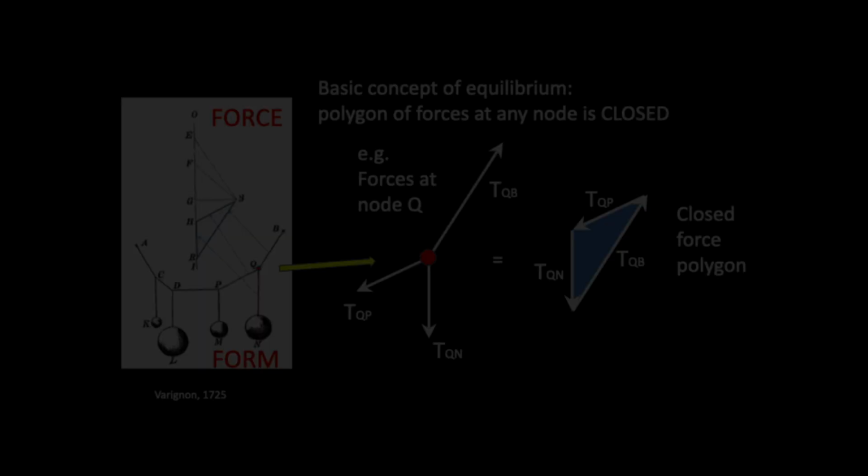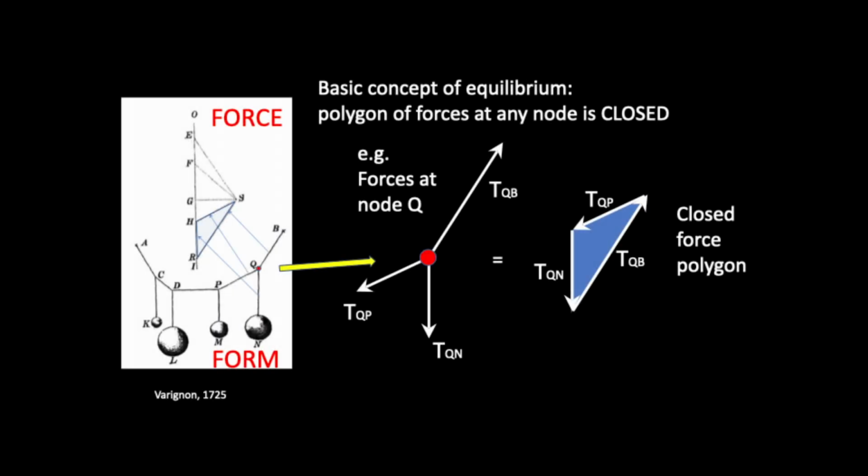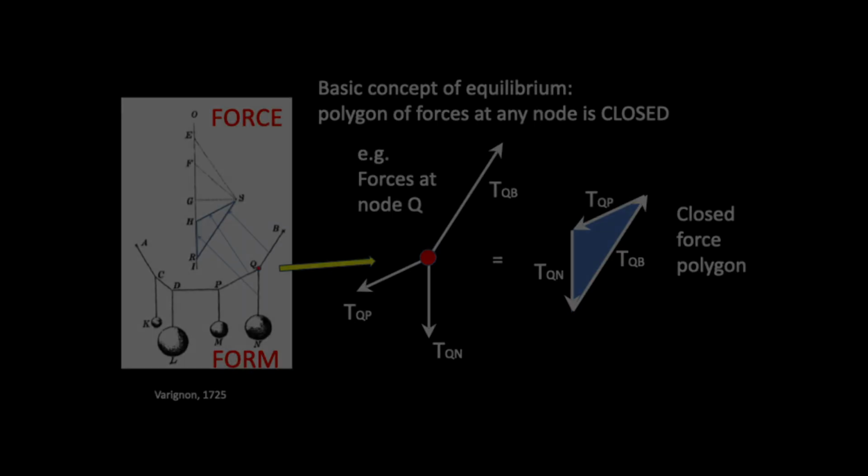So just to remind you, Bill's almost said it, there's Varignon 1725. Look at that node Q there. It's in equilibrium. We take those three forces, and you know this from school. If you did science, you can arrange those three vectors, and they form a closed triangle. I'm actually going to colour that triangle in, because it's actually a triangle now. So it's a closed force polygon there.